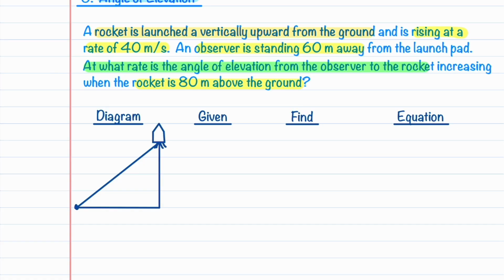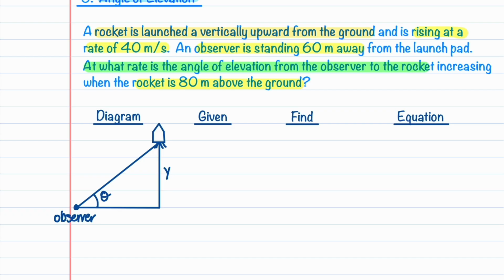I'm going to mark that this point here is our observer. We are assuming that the observer's eyes are at ground level, so the vertical distance to the rocket is just the height above the ground. If the observer's height were included, we'd adjust the vertical side of the triangle by adding that height. Let's let the distance from the rocket to the ground be equal to y. And then this is our angle of elevation, and we're going to let that be equal to theta.